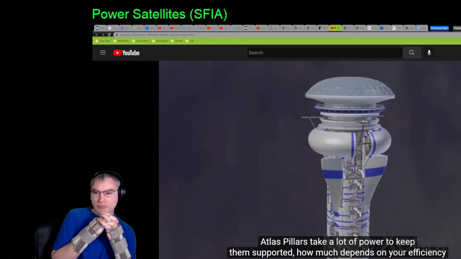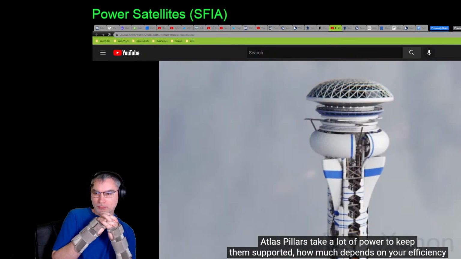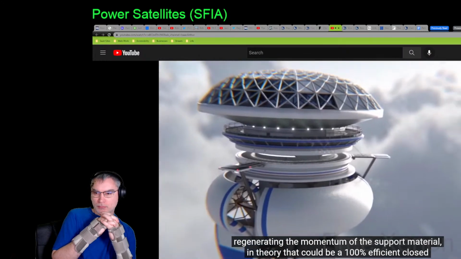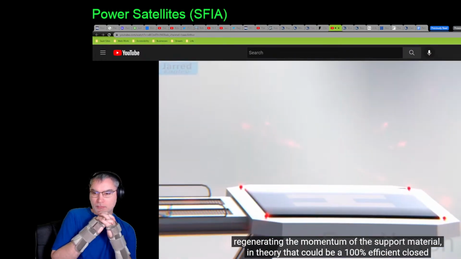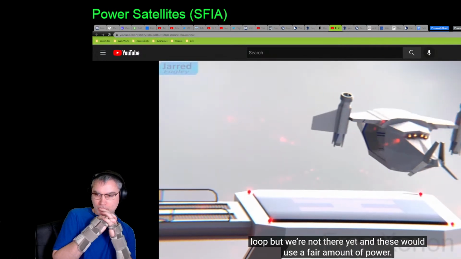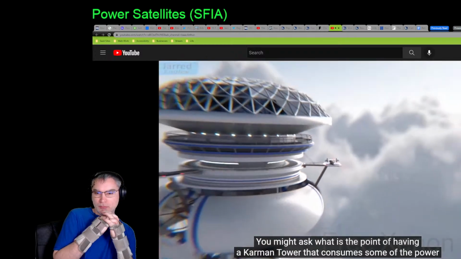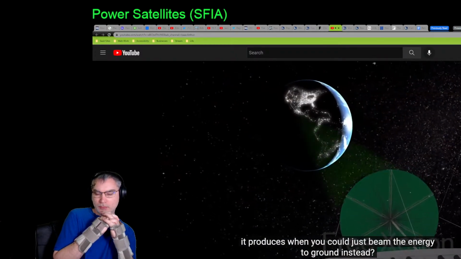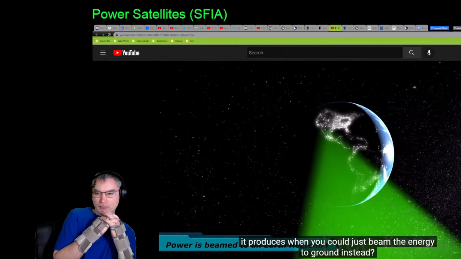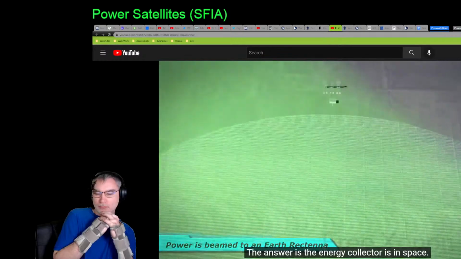Atlas pillars take a lot of power to keep them supported. How much depends on your efficiency regenerating the momentum of the support material. In theory, that could be a 100% efficient, closed loop, but we're not there yet, and these would use a fair amount of power. You might ask, what is the point of having a Kármán tower that consumes some of the power it produces, when you could just beam the energy to the ground instead? The answer is the energy collector is in space.